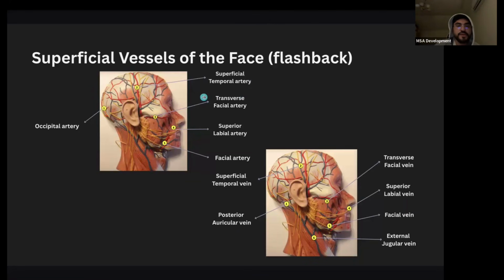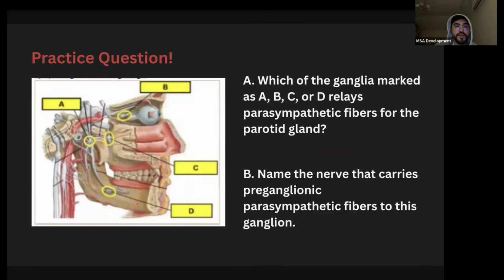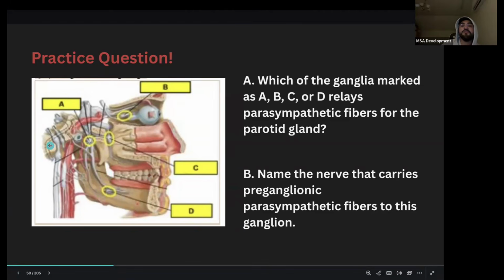And this is basically just a flashback so that you see all the vessels that supply the face. So which of the following, A, B, C, or D, relays parasympathetic fibers for the parotid gland? And what's the nerve that carries the preganglionic parasympathetic fibers to this ganglion? Focus on the word preganglionic. So which of the following, A, B, C, or D, carries the parasympathetic fibers to the parotid?